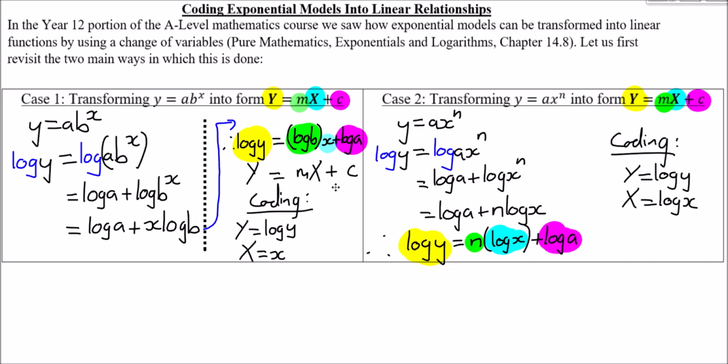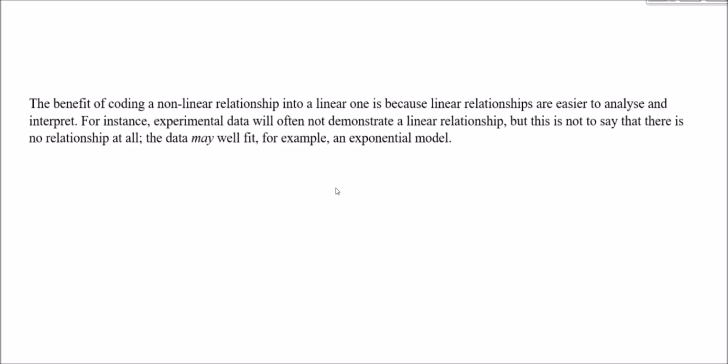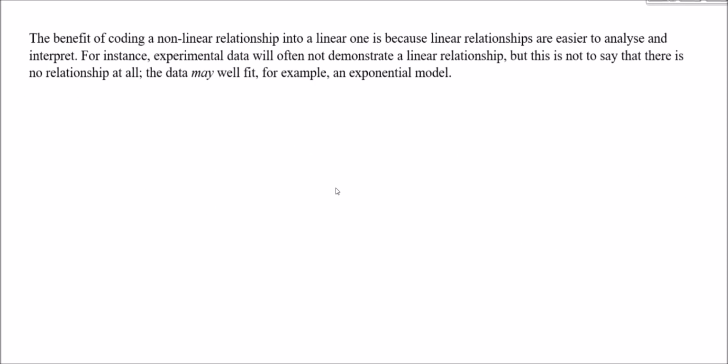So that's all well and good, but why would we bother doing this in the first place? Well, the benefit of coding a non-linear relationship into a linear one is because linear relationships are easier to analyse and interpret. They're just, simply put, easier to get your head around. For instance, experimental data will often not demonstrate a linear relationship at all. It can be quite hard to see if there's a pattern, if any. So because an experiment might not show a linear relationship, that's not to say that there's necessarily no relationship at all. There might well be a relationship.